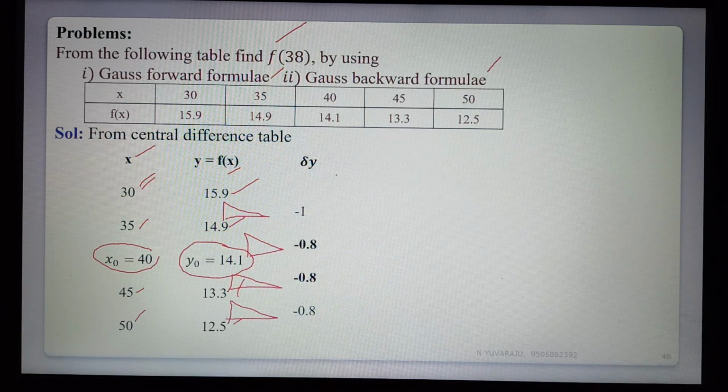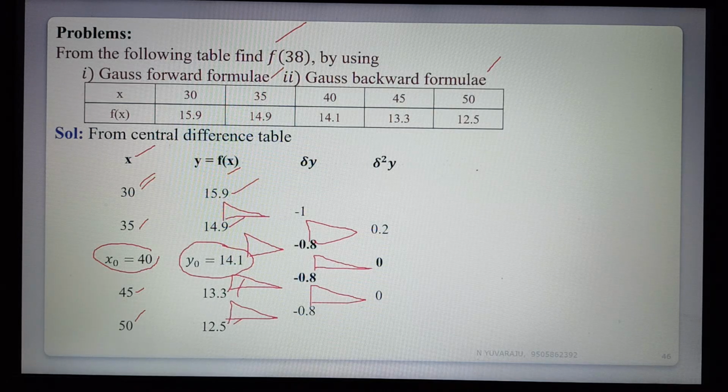Next, the second order central differences. That is minus 0.8 minus of minus 1, which is 0.2; then minus 0.8 minus of minus 0.8, which is 0; then 0. Next, the third order: minus 0.2, then 0, then 0. Next, the fourth order: 0 minus of minus 0.2. Okay, this is the central difference table.